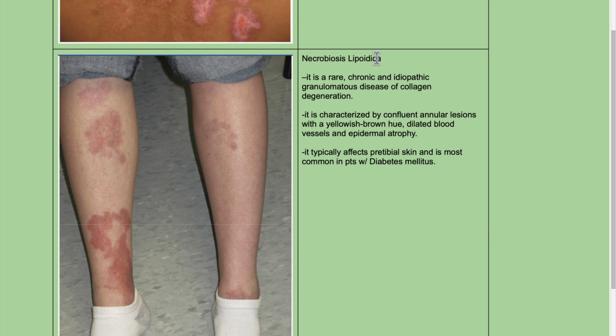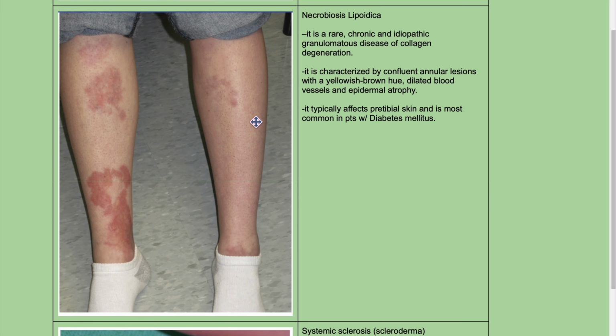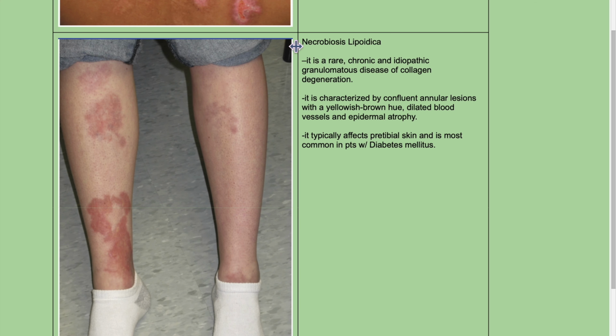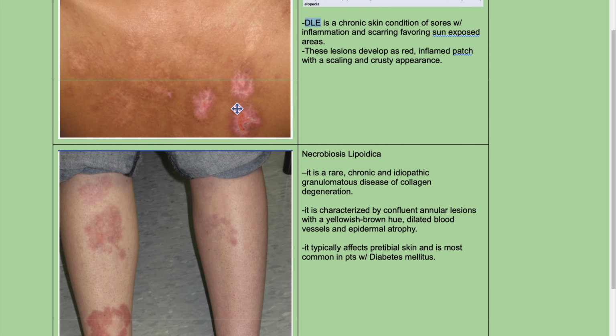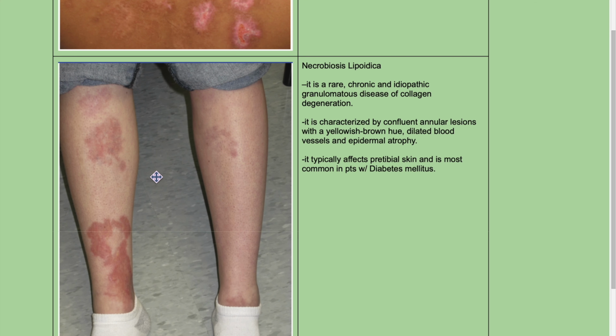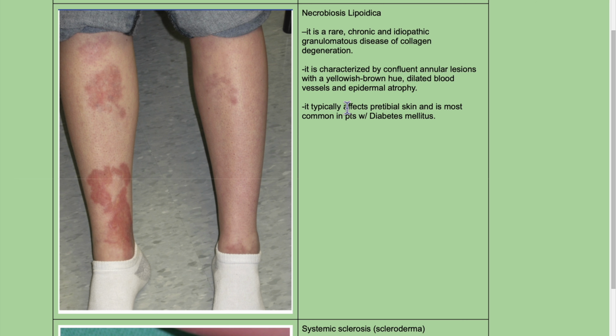Necrobiosis lipoidica. Okay, so that's what that looks like. All of these are starting to look the same to me now. It is a rare, chronic, and idiopathic granulomatous disease of collagen degeneration. It is characterized by confluent annular lesions with a yellowish brown hue, dilated blood vessels, and epidermal atrophy. It typically affects pretibial skin and is most common in patients with diabetes mellitus.